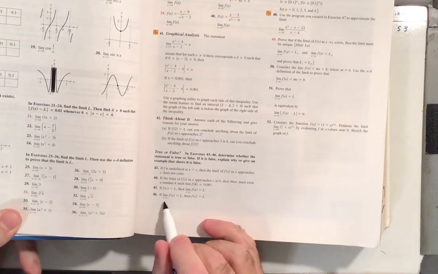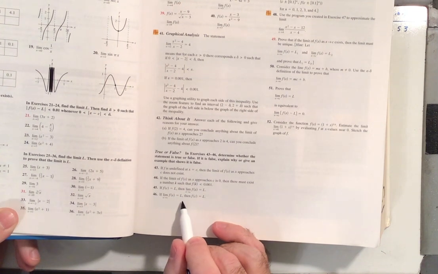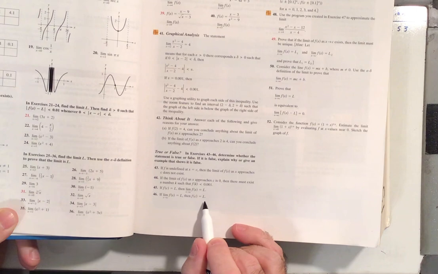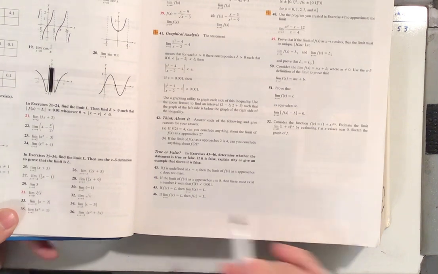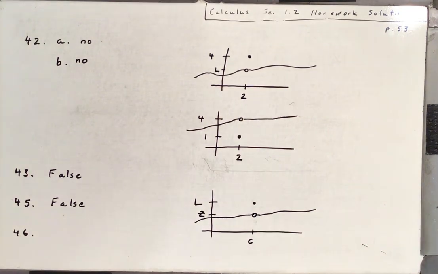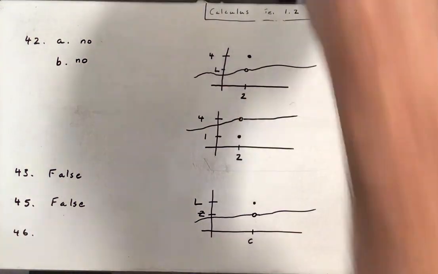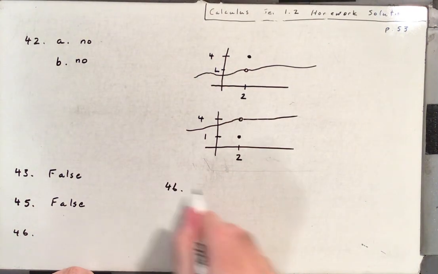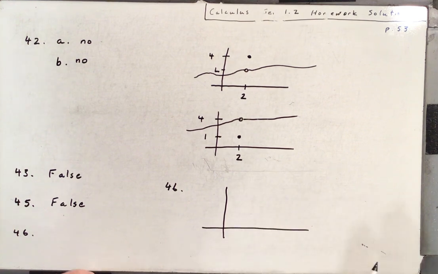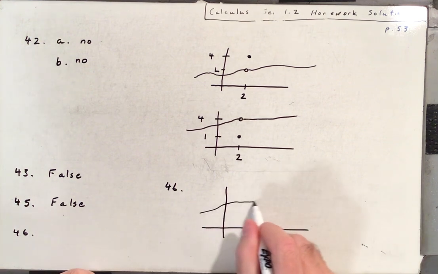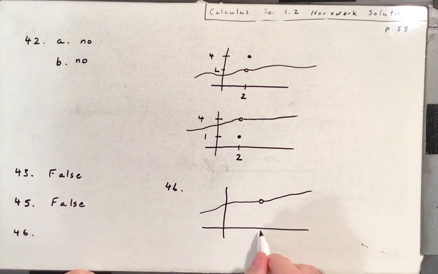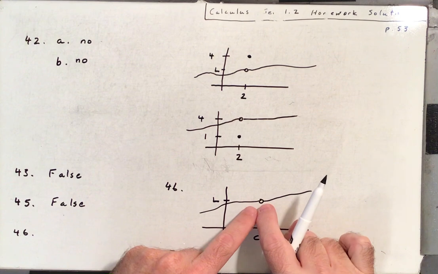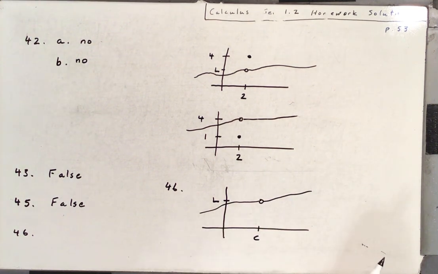All right, and then 46 says that if the limit as x approaches c is L, then f of c is equal to L. Well, that's just basically saying the opposite of 45. If the limit is L, okay, I'll draw you a new graph here. Okay, so we're saying, let's draw a function here. This is c, and it says the limit is L. Okay, that's true. That's where our hands come together at c, the y value is L.